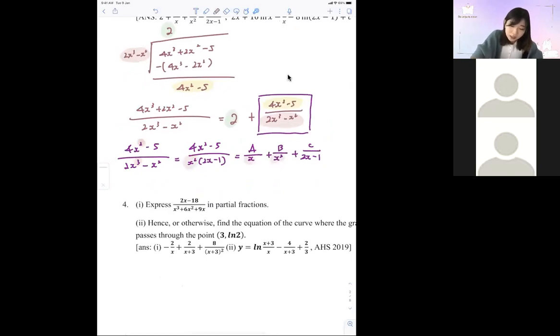Now that you have this, can you guys help me find A, B, and C? I give you some time. I give you 5 minutes. You help me find A, B, and C.